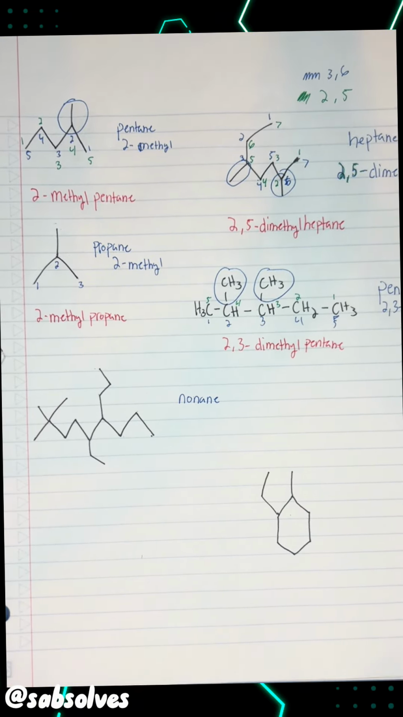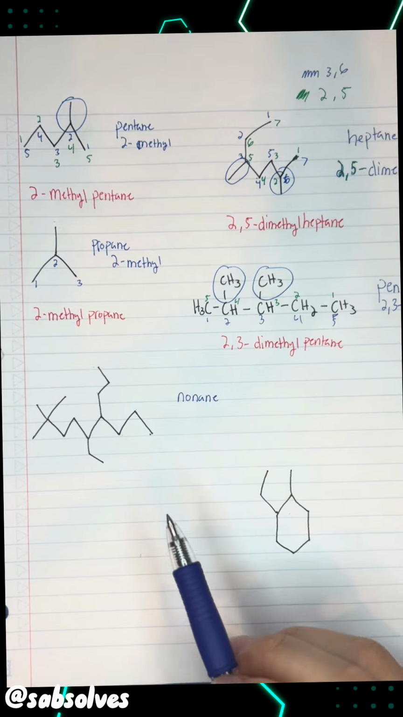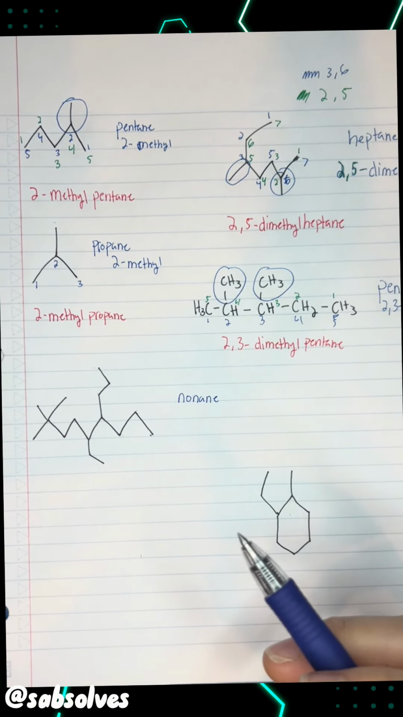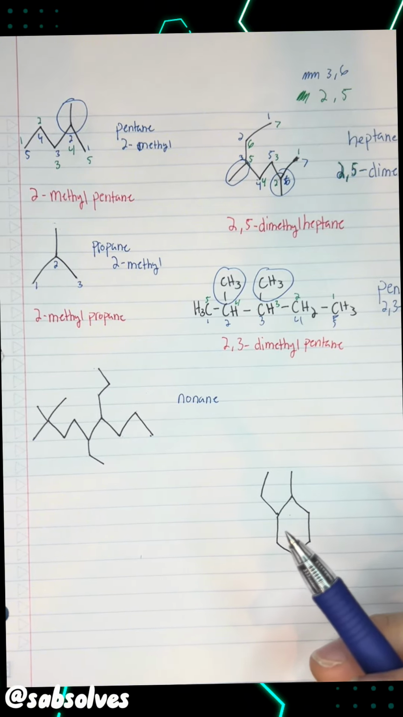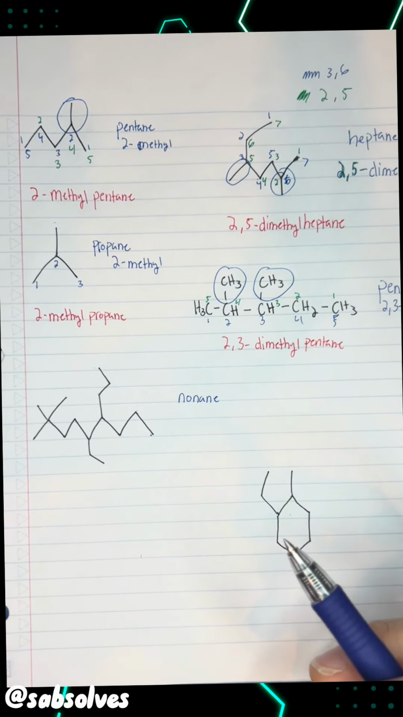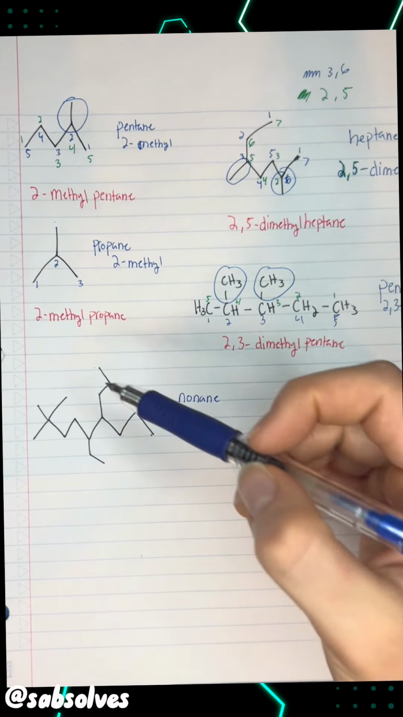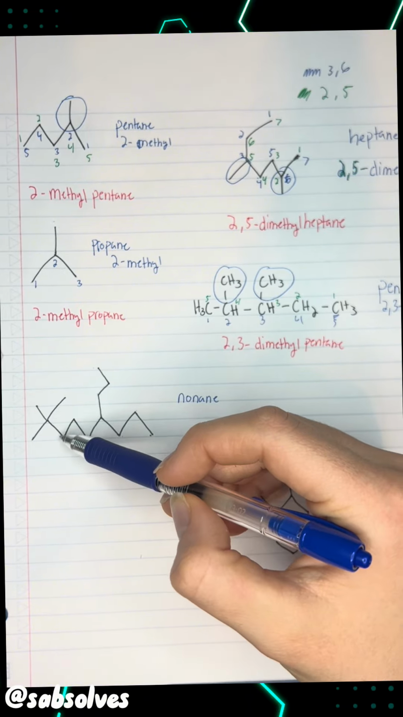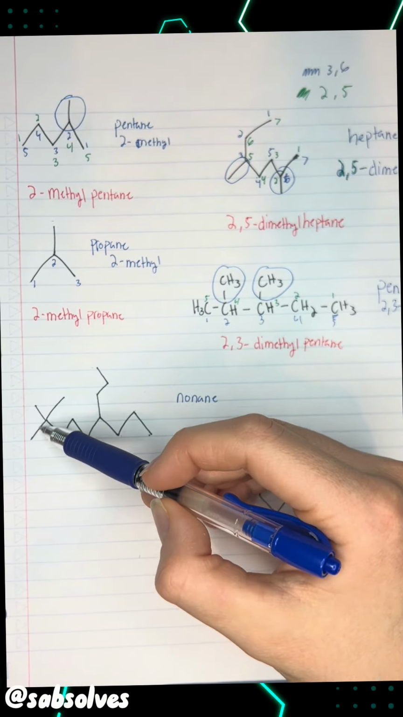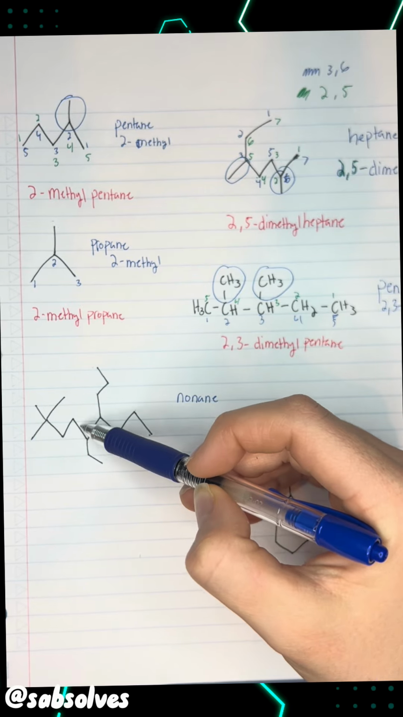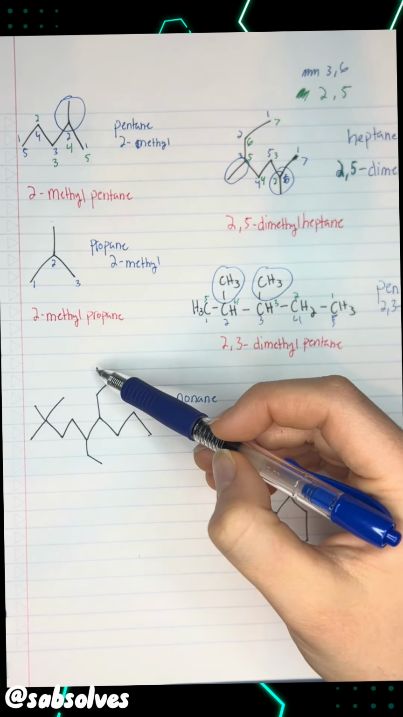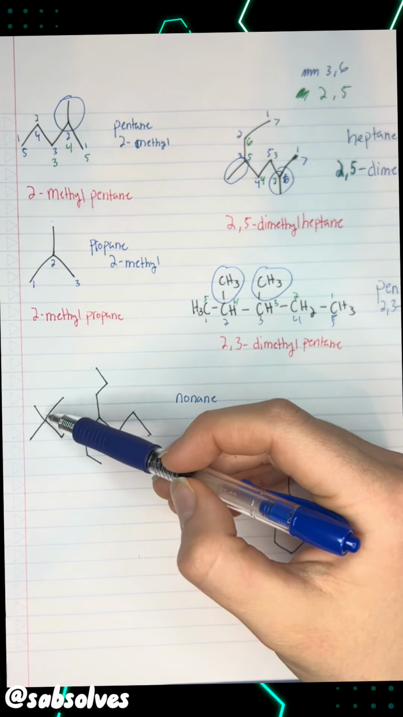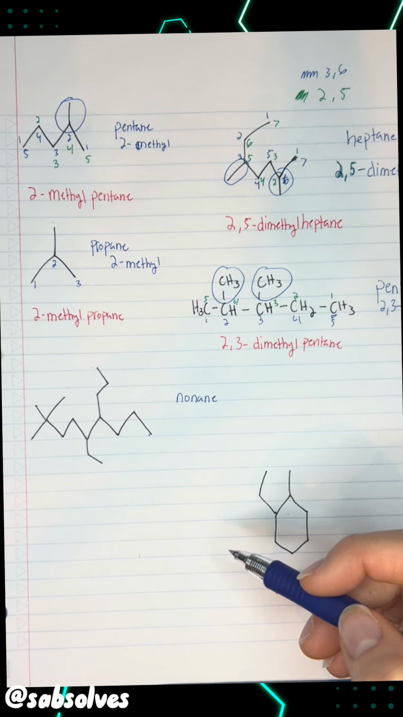Now, we've got to figure out which way to number this. Another rule to keep in mind from IUPAC is you want to have the greatest amount of substituents possible on your carbon chain. So if you could have 1 substituent or 2 substituents, you want the one with 2. But I'm going to get 4 substituents no matter which way I go.